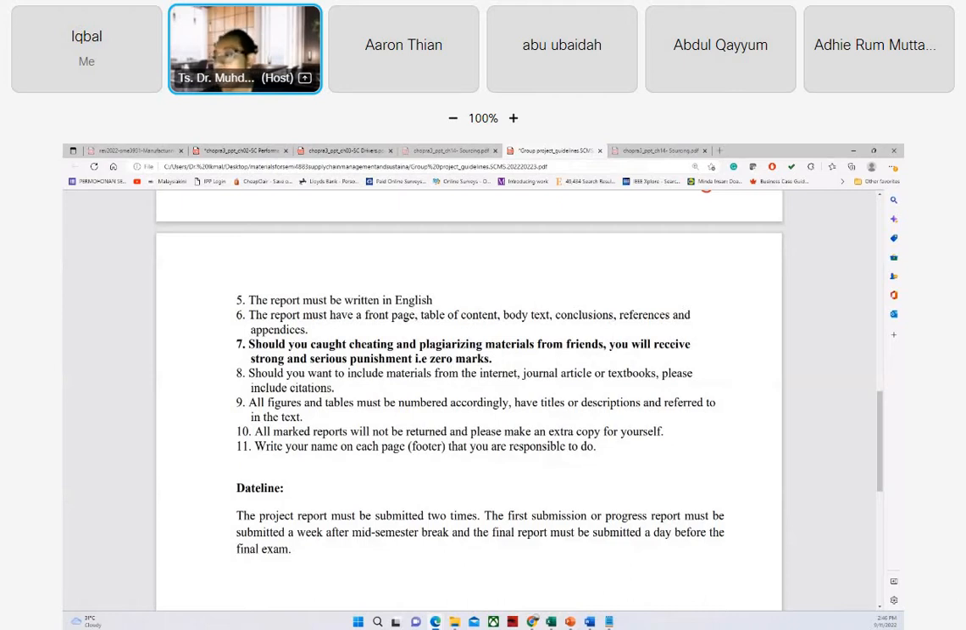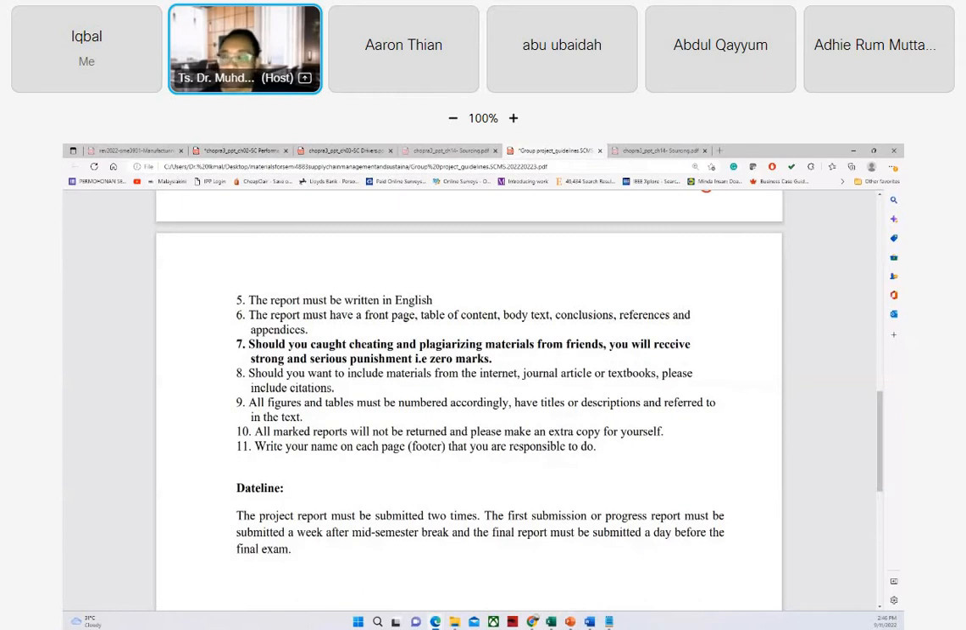All right. So in English, and the report must have a front page, table of content, body text, conclusion, reference, and appendix. Okay, basically you have to follow the standard of your final year project thesis. Okay, so number 7, should you be caught cheating and plagiarizing materials from friends, you receive a strong and serious punishment, for example 0 marks.